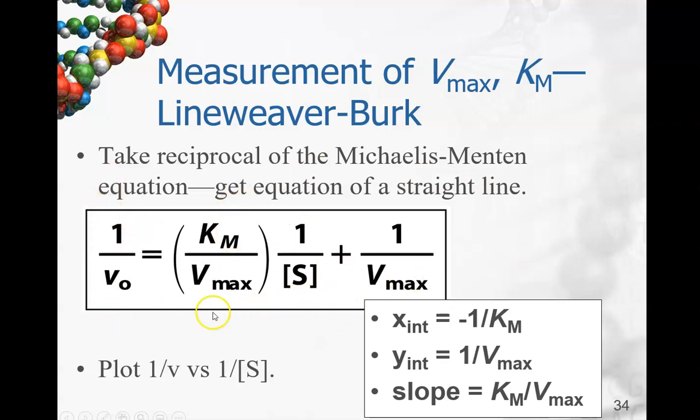What that means is that instead of plotting velocity on the y-axis and substrate concentration on the x-axis, we're going to plot the reciprocal of the velocity versus the reciprocal of the substrate concentration. If you do that, then your y-intercept is 1 over the Vmax, and the slope is Km over Vmax. Now, if you solve for the x-intercept by taking y equals mx plus b and setting y equal to 0, you'll find that the x-intercept is minus 1 over Km.